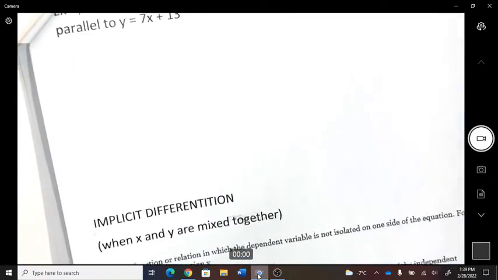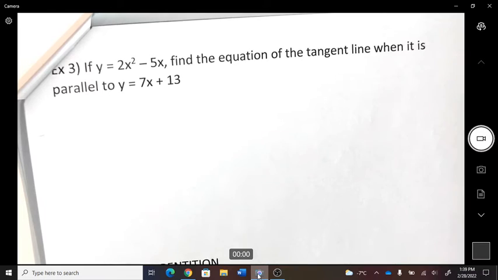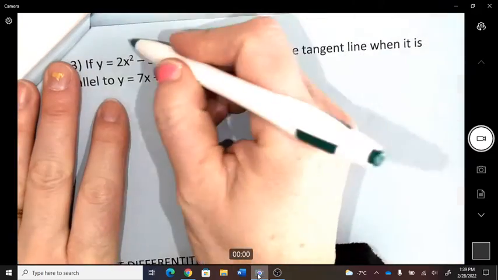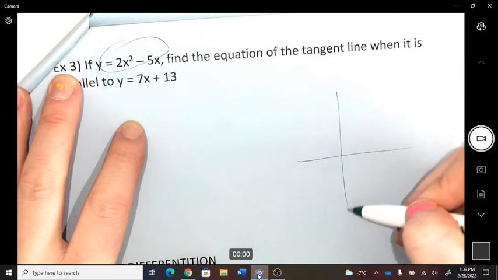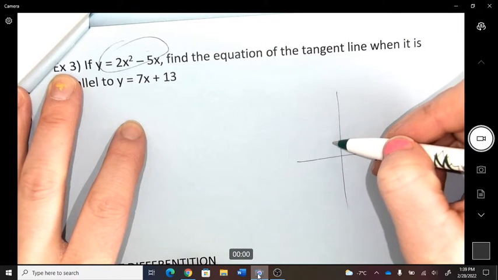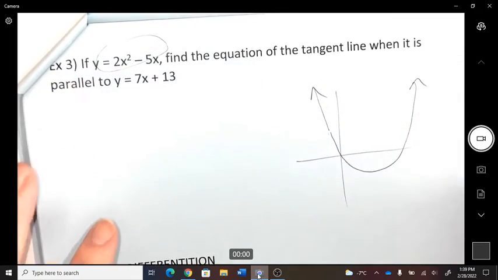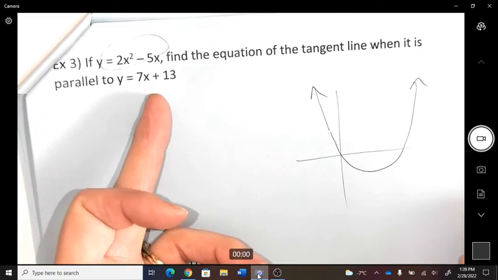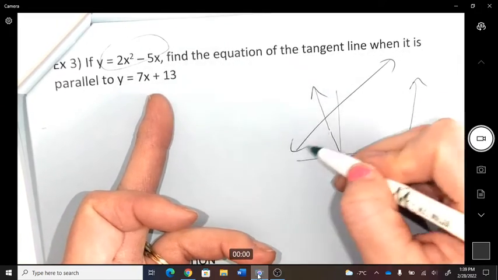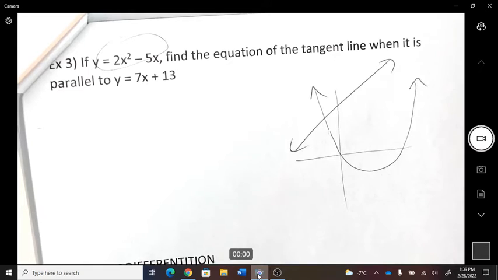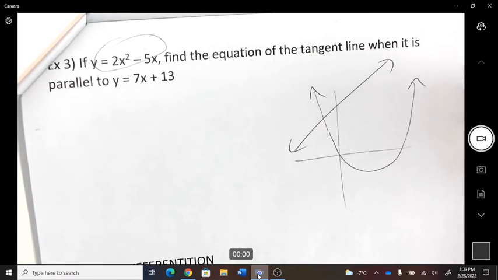Alright, I think I got at least one more example. Yeah, one more, and then we're done. Find the equation of a tangent when it's parallel to that line. So this is a parabola. There's a parabola, and then I have this equation, which is like a line somewhere completely else. And I want to figure out where on my shape I'm going to have a parallel tangent to that one.